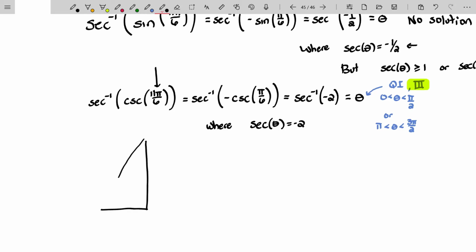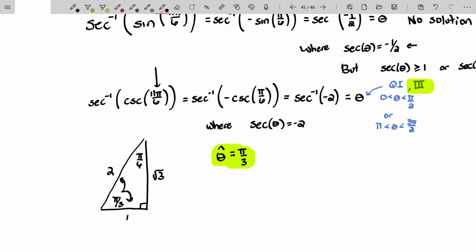So for the reference angle, let's draw out my 30, 60, 90, or pi over 6, pi over 3 right triangle. 1, 2, root 3. And the secant is hypotenuse over adjacent. Hypotenuse being 2, adjacent being 1, means that our reference angle is pi over 3. So we have a reference angle of pi over 3 in quadrant 3.